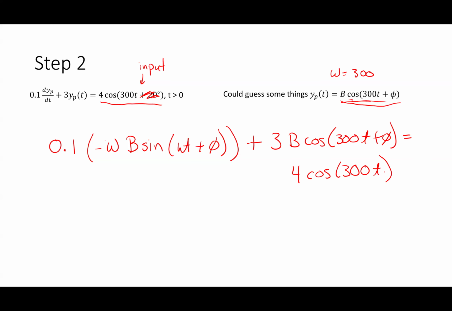Just to be clear, what are the things that I don't know here? Instead of 300, I'm just going to call this omega. And the phi. In my guess, I'm saying that the output and the input have the same frequency, but I don't know the amplitude of the output, and I don't know the phase shift, phi. So I'm solving for those two things. This is ugly. I took the 20 degrees out because it's only going to make it uglier.